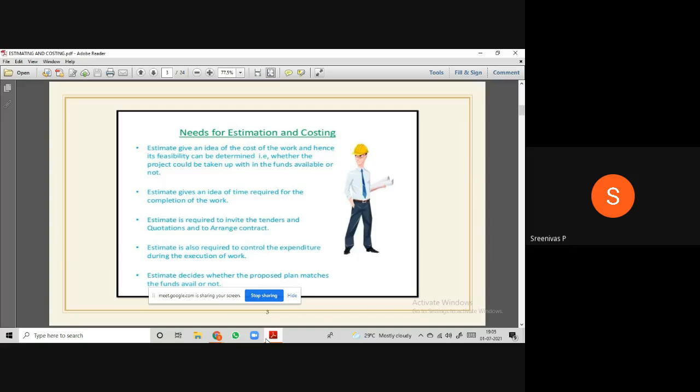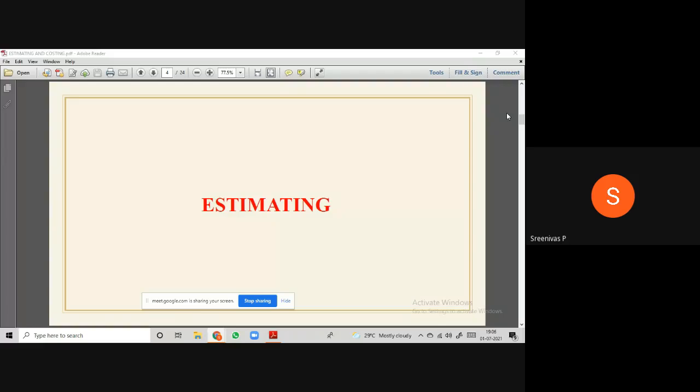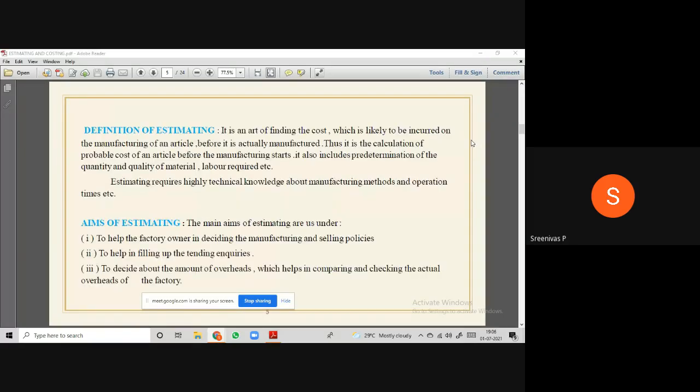So we must estimate, and if required, we will invite the tenders and we will send some quotations to arrange a contract. Estimate is also required to control the expenditure during the execution of the work. Estimate decides whether the proposed plan matches with the funds which are available or not. So now I already told about what is meant by estimating.